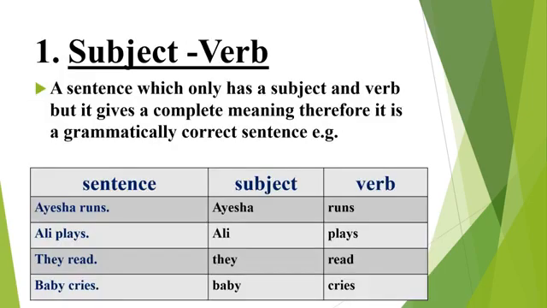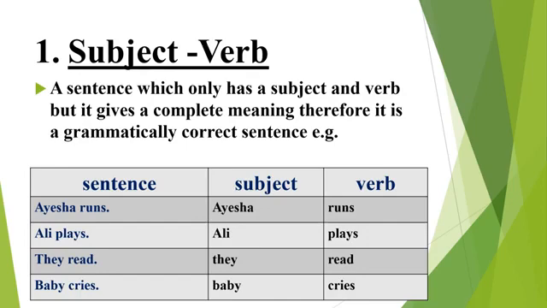Now let's learn about the first structure. This means in sentences where we have subject and verb. A sentence which only has a subject and verb but it gives a complete meaning, therefore it is a grammatically correct sentence. For example, Aisha runs. In this sentence, Aisha is the subject and runs is the verb. This sentence is giving us complete information. That means this is a complete and grammatically correct sentence.